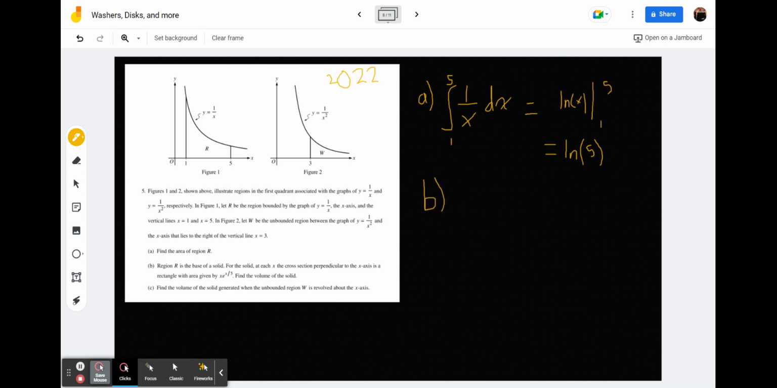Question B, region R is the base of the solid. For the solid, at each x, the cross-section perpendicular to the x-axis, meaning a cross-section like this, is a rectangle with area given by x e to the x over 5. Find the volume of the solid. Well, the area of the rectangle is just going to be x times e to the x over 5, which means that all we need to do is add up the areas of these rectangles and multiply them by a small width, which we'll call dx.